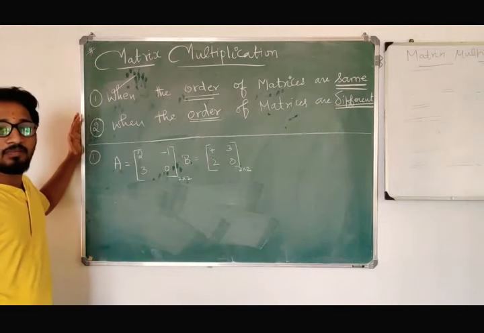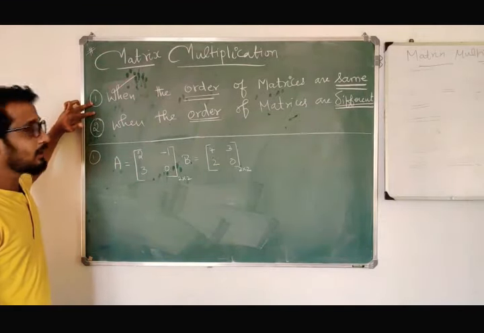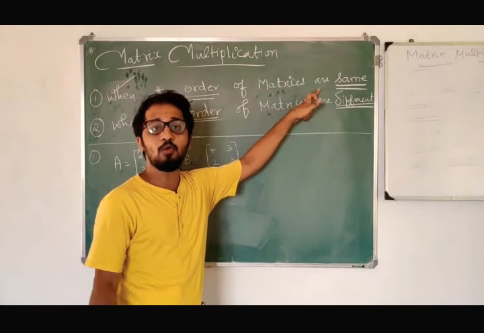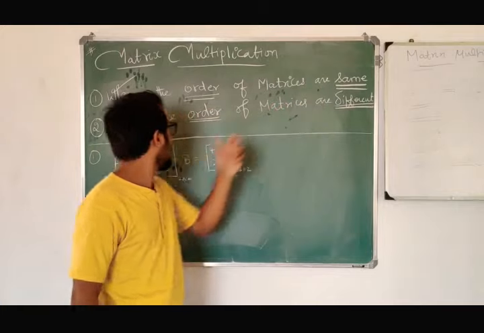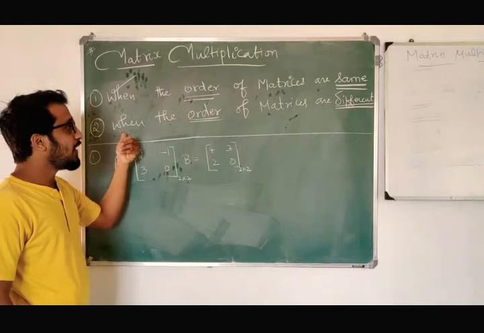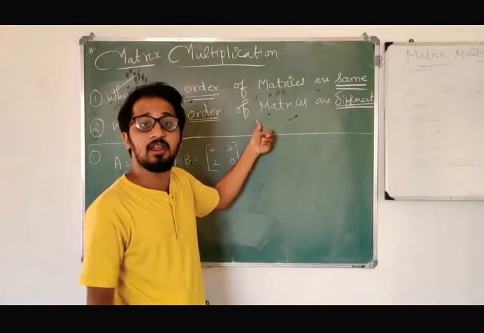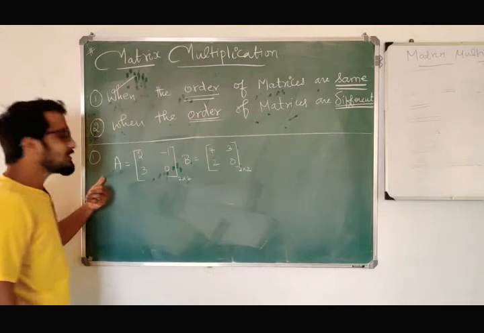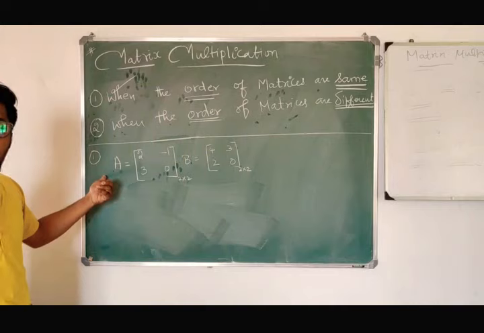Matrix multiplication. Here two cases are there. When the order of the matrices is the same, how to multiply the two matrices. Second case is when the order of the matrices is different, how to multiply the given two matrices. Let us consider two matrices of the same order.